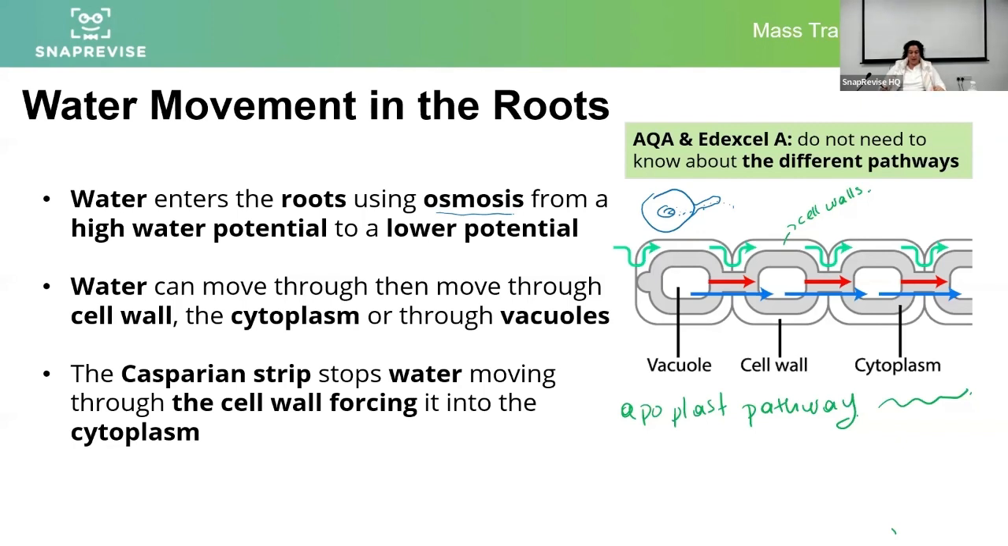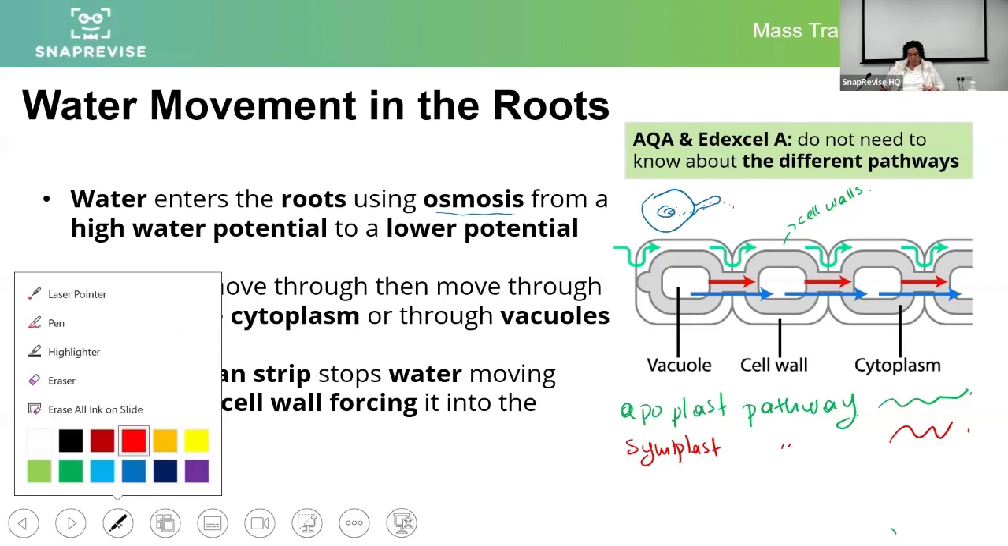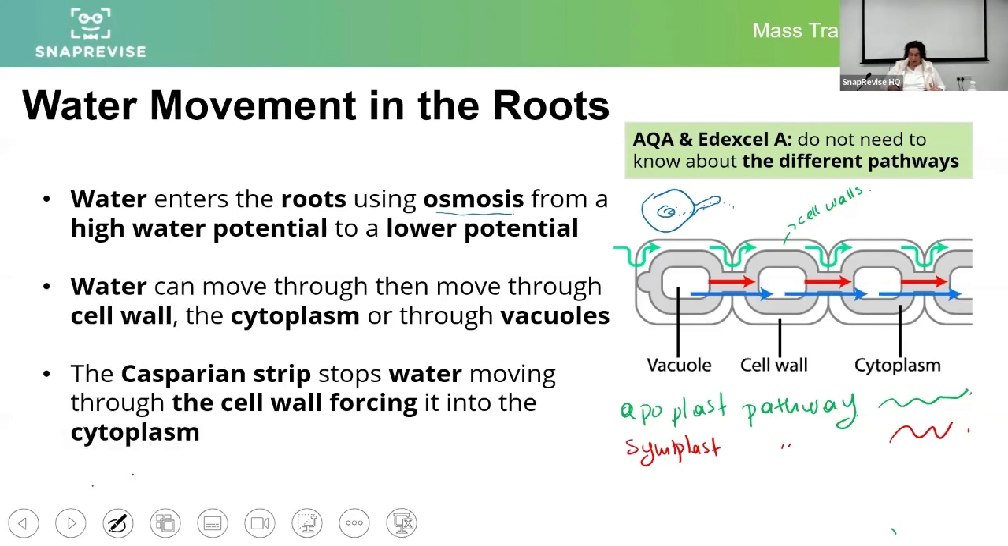What's the second type of transport? The rest of the two types of transport are actually quite similar. And we've got the symplast pathway in red, and then we've got the vacuolar pathway in blue.